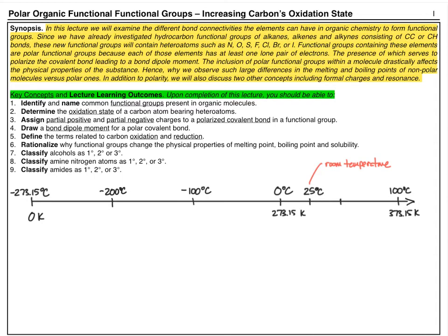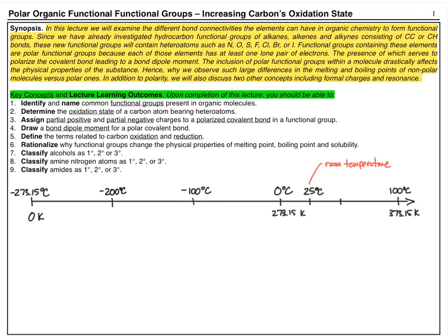Upon completion of viewing this lecture, you should be able to identify and name common functional groups present in organic molecules, determine the oxidation state of a carbon bearing a heteroatom, assign partial positive and partial negative charges to a polarized covalent bond in a functional group, draw a bond dipole moment for a polar covalent bond, define the terms related to carbon oxidation and reduction, rationalize why functional groups change the physical properties of melting point, boiling point, and solubility, classify alcohols as primary, secondary, or tertiary, classify amine nitrogen atoms as primary, secondary, or tertiary, and classify amides as primary, secondary, or tertiary.